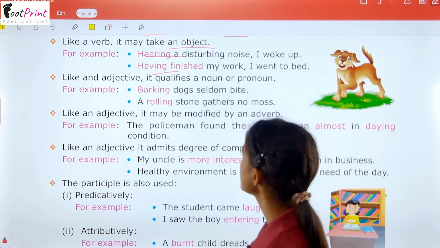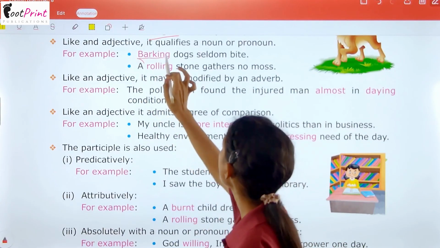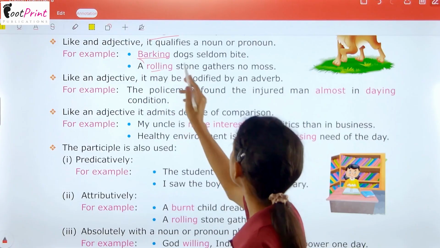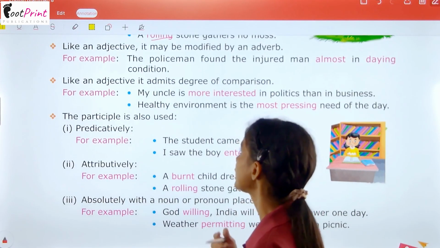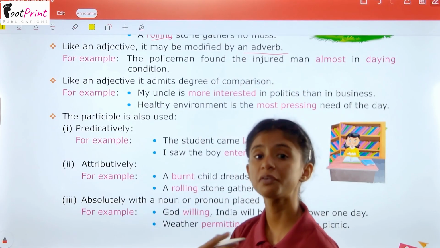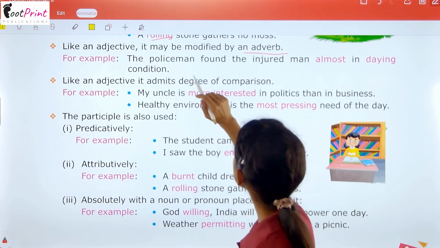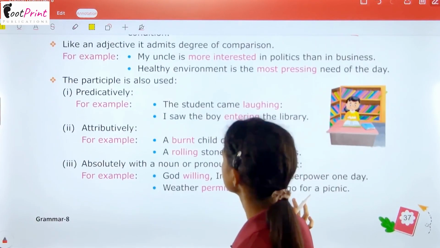Like an adjective, it qualifies a noun or pronoun. For example, barking dogs seldom bite. A rolling stone gathers no moss. Now, like an adjective, it may be modified by an adverb as well. The police found the injured man almost in dying condition.